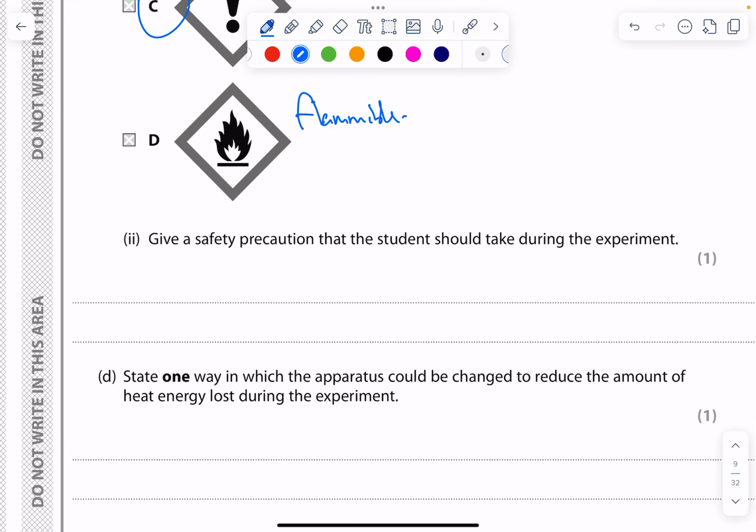Carrying on, what precaution would you take if you're doing this experiment? You would take the precaution of wearing safety glasses.